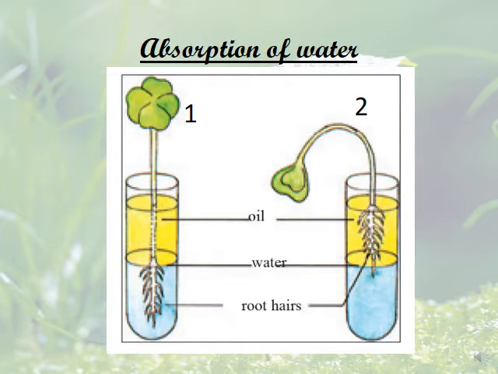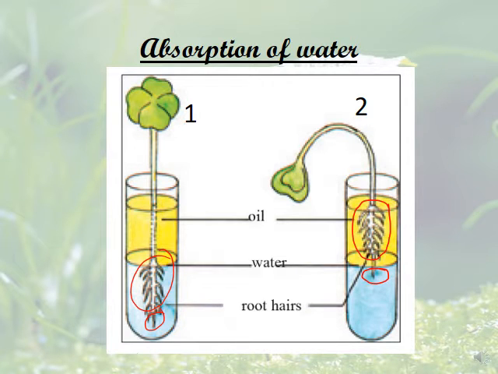So let's remember together the absorption of water process. Here we have two plants, plant 1 and plant 2. We have test tubes. In these test tubes, we have oil and water, where in plant 1, the root hairs and the root cap, both of them are placed in water. While in plant 2, the root hairs are placed in oil, while the root cap is in water.